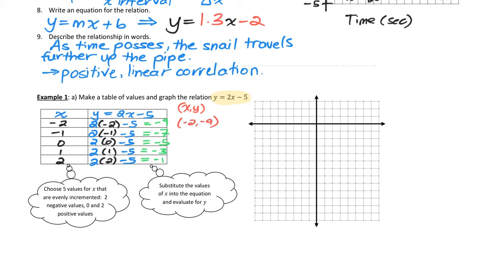And I'm going to plot that on my graph. So I'm going to read over to -2 and then count down. 1, 2, 3, 4, 5, 6, 7, 8, 9 down. And I'm going to meet those together.